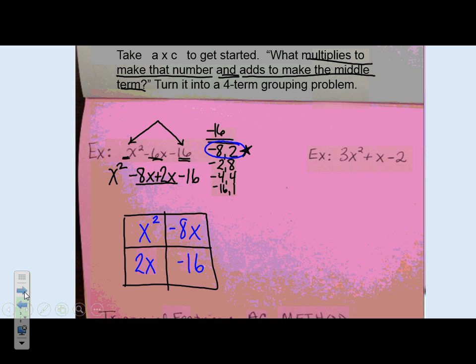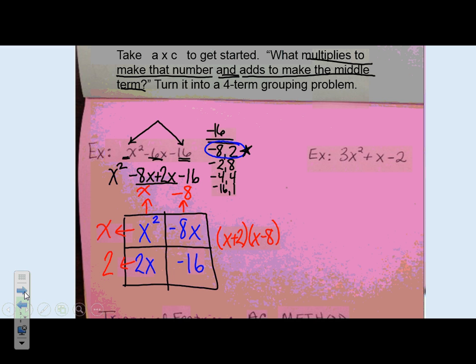So if I now factor by grouping, I take out something common from the first row, x, and divide out something from these 2 terms, a positive 2. What can I divide out of those 2 terms? An x. What can I divide out of these 2? A negative 8. So my final answer is x plus 2, x minus 8. These are the 2 pieces that were multiplied to create x squared minus 6x minus 16.